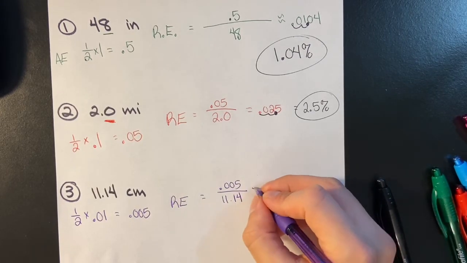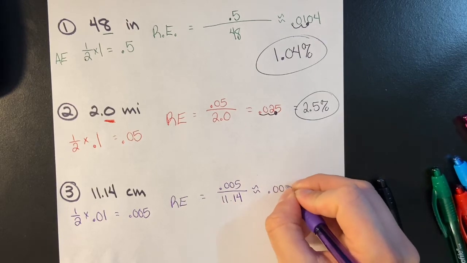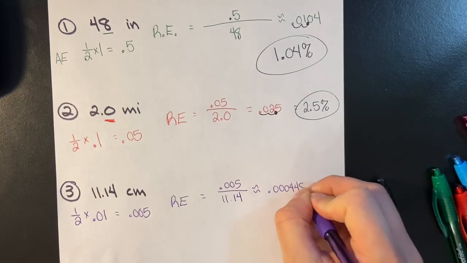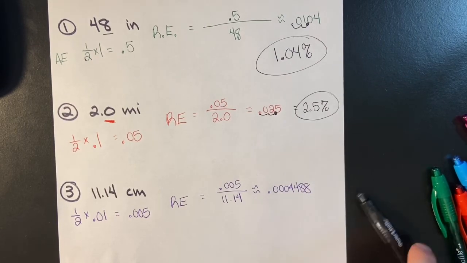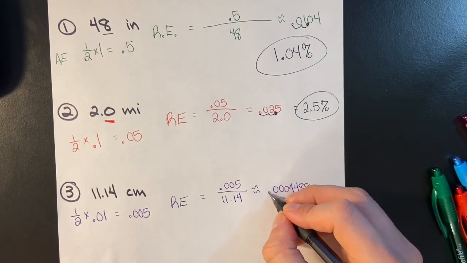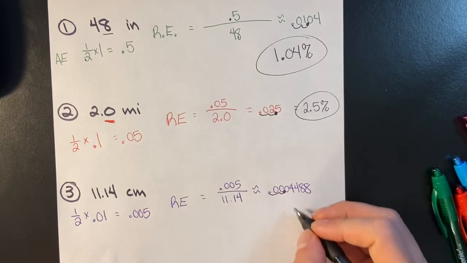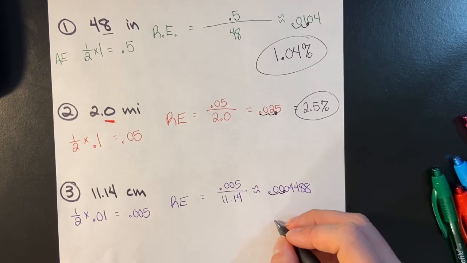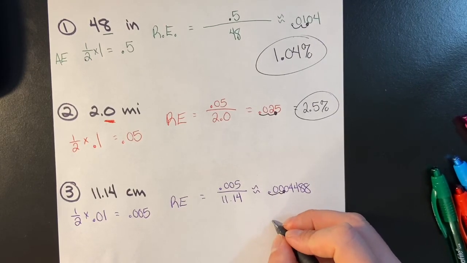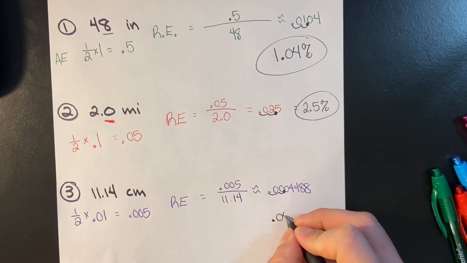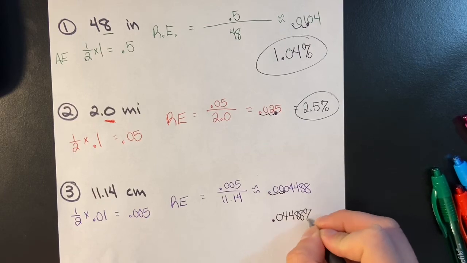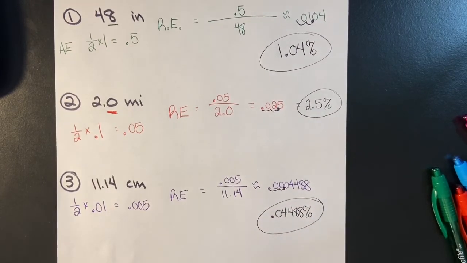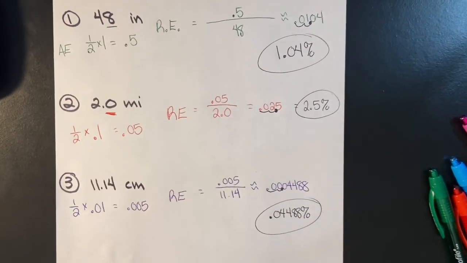When you do that, you get a terrible number, 0.0004488. Is that a percent? No. Move the decimal over twice. Boop, boop. And so your relative error becomes 0.04488%. Very small, very small, very small.